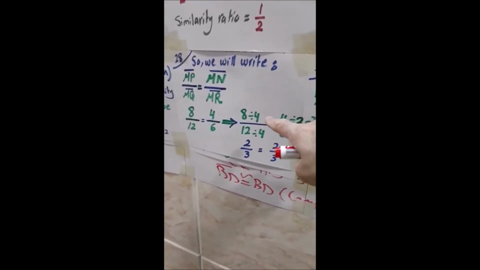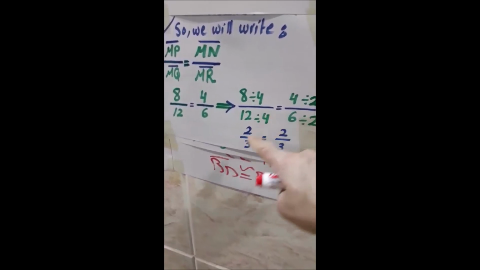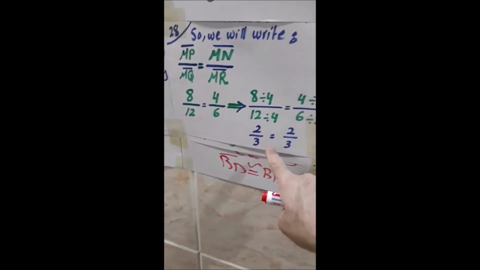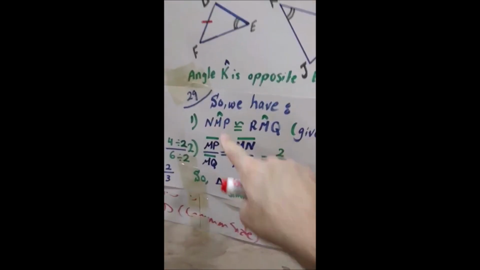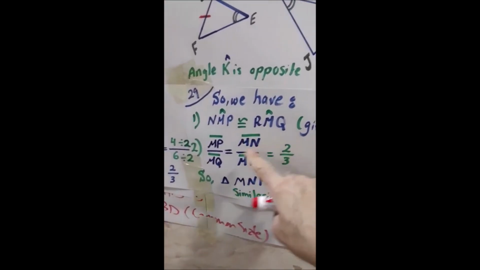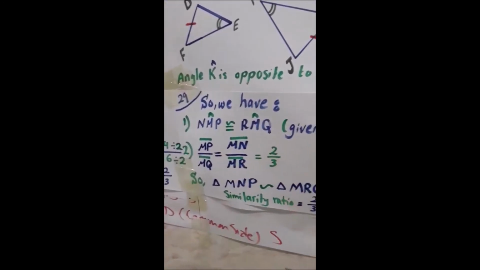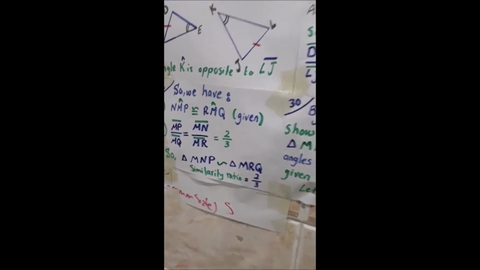8 over 12, divided by 4, you will get 2 over 3. 8 divided by 4 is 2, 12 divided by 4 is 3. Equal to 4 divided by 2 is 2, and 6 divided by 2 is 3. So this is the similarity ratio. So again, it is given that angle NMP is congruent to angle RMQ, and now we showed that MP over MQ and MN over MR are equal, and they are equal to 2 over 3. And by this we show that these two triangles MNP and MRQ are similar, and the similarity ratio equals 2 over 3. So by this we show everything about this.